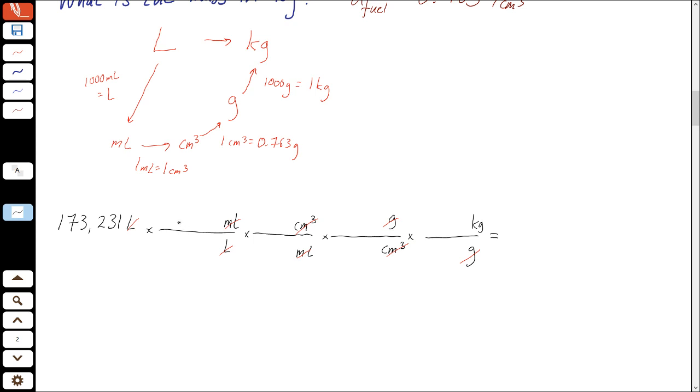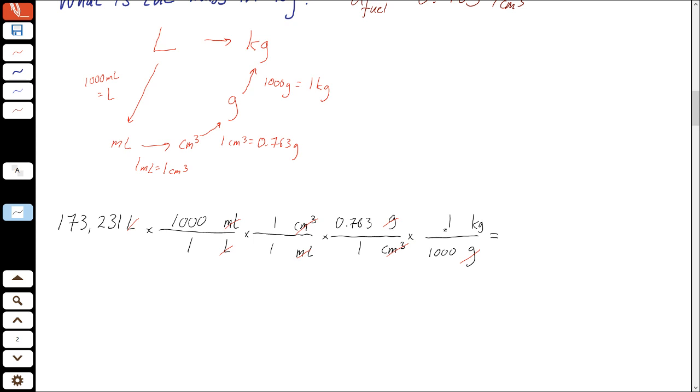So I know there are 1,000 milliliters in a liter. I know there is 1 cubic centimeter in a milliliter. The density tells us in this problem that we've got 0.763 grams in a cubic centimeter, and 1,000 grams in a kilogram. By doing the units first, I am less likely to accidentally flip one of those fractions, because if I do, I'm going to be off by a bunch. So if I do all the units first and make sure that they all cancel properly and then put in the numbers, I have a better chance of making sure everything ends up on the right side of the equation.